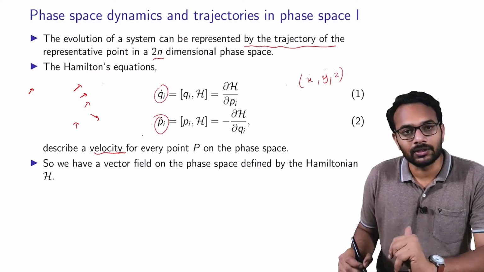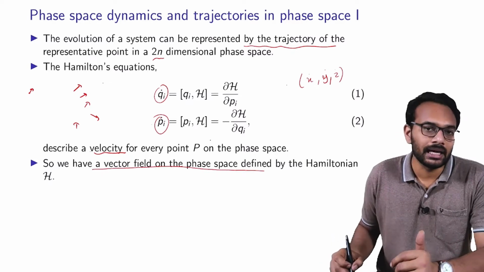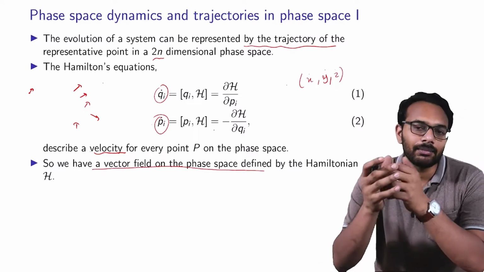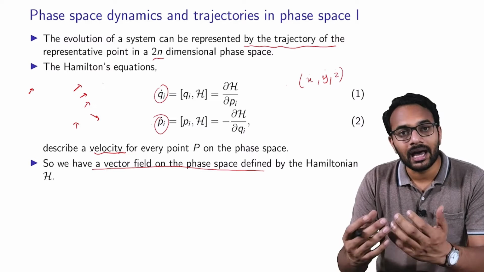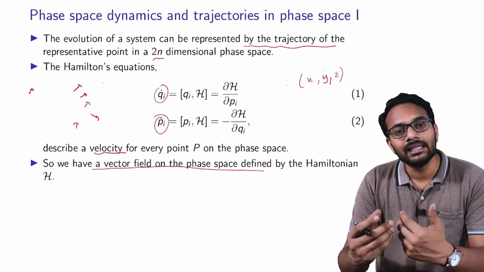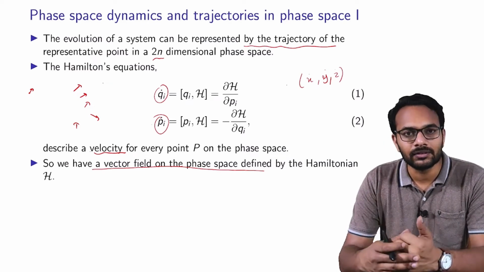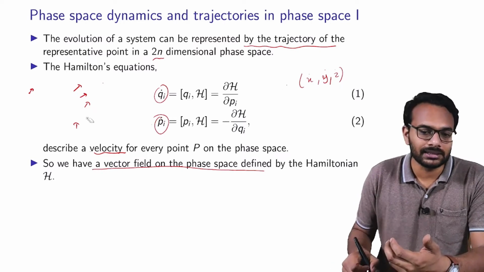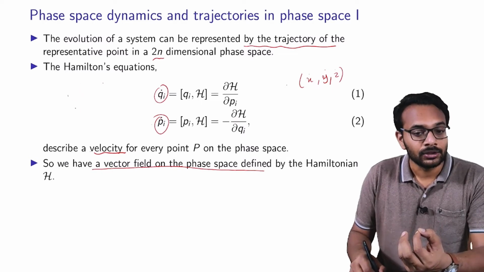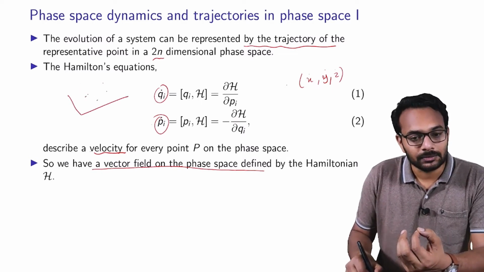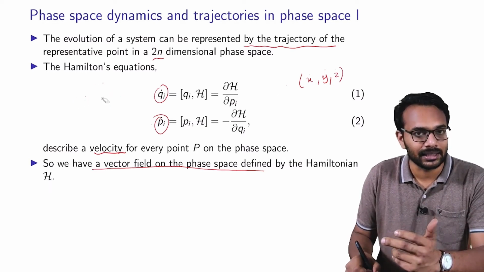And this is given by the Hamiltonian. Essentially we have a vector field on the phase space defined by the Hamiltonian H. We have already seen that the Hamiltonian governs the time evolution of the system. So if you have a Hamiltonian of the system, then a vector field is defined in the phase space. What do you mean by vector field? Vector field means that corresponding to every point a vector is assigned. So we not only have points in phase space, corresponding to every point there is also a vector given by the Hamiltonian. That's the basic idea.